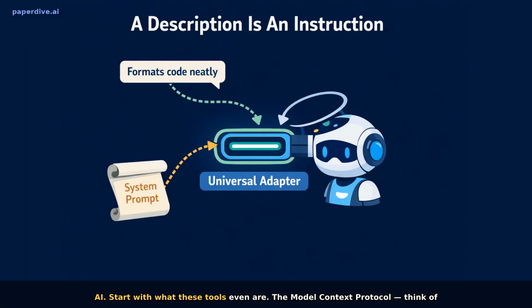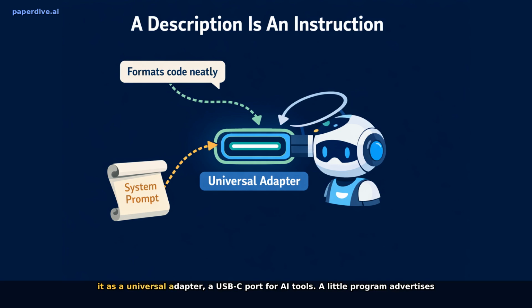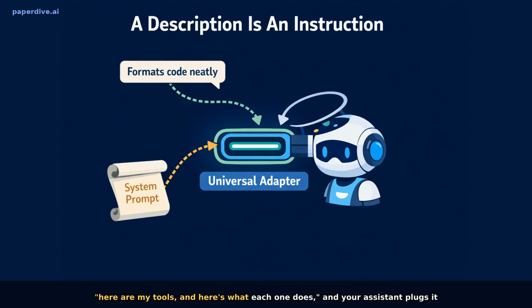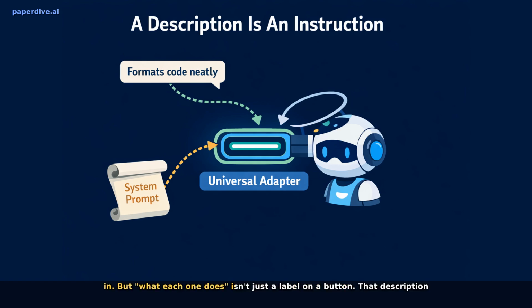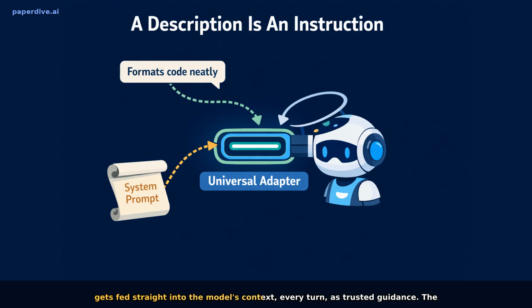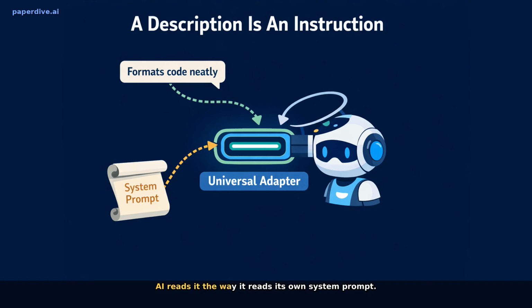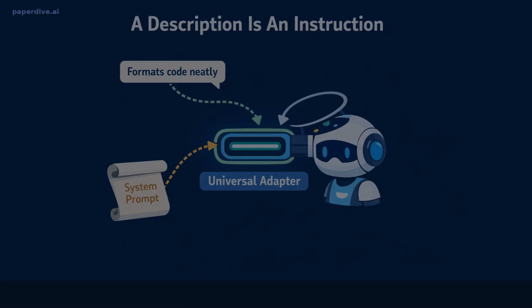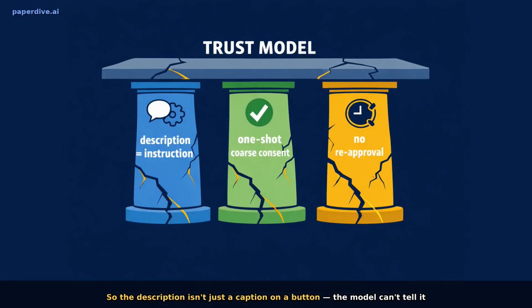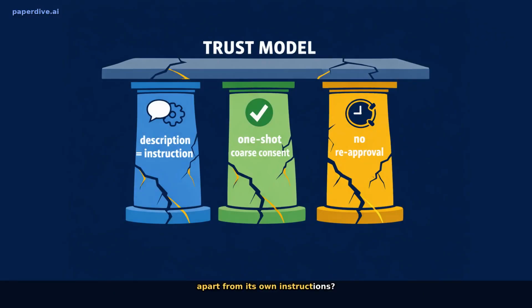Start with what these tools even are. The Model Context Protocol. Think of it as a universal adapter, a USB-C port for AI tools. A little program advertises, "Here are my tools, and here's what each one does," and your assistant plugs it in. But what each one does isn't just a label on a button. That description gets fed straight into the model's context, every turn, as trusted guidance. The AI reads it the way it reads its own system prompt. So the description isn't just a caption on a button. The model can't tell it apart from its own instructions?